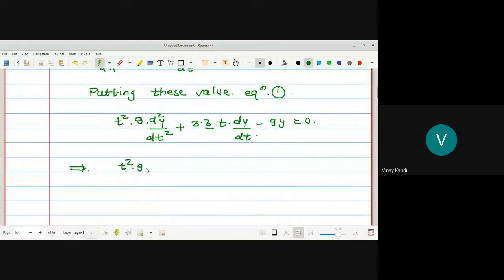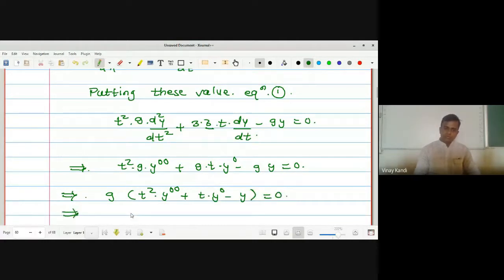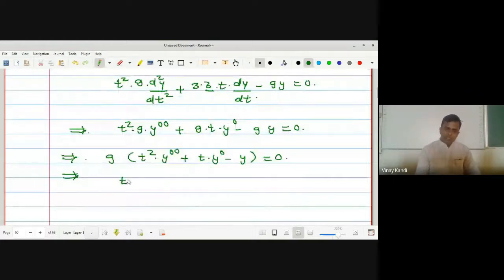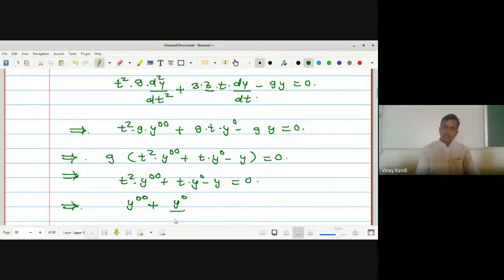t square into 9 into y double dot plus 9 into t into y dot minus 9 into y is equal to 0, which implies taking 9 common, t square into y double dot plus t into y dot minus y is equal to 0. Any doubt up to here? Which implies y double dot plus y dot upon t minus y upon t square is equal to 0. Has it reduced to the previous form?